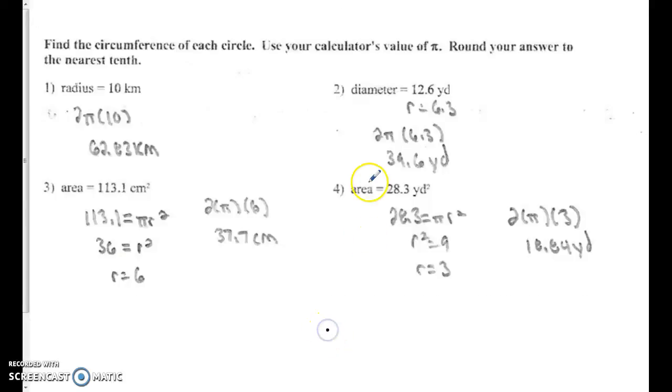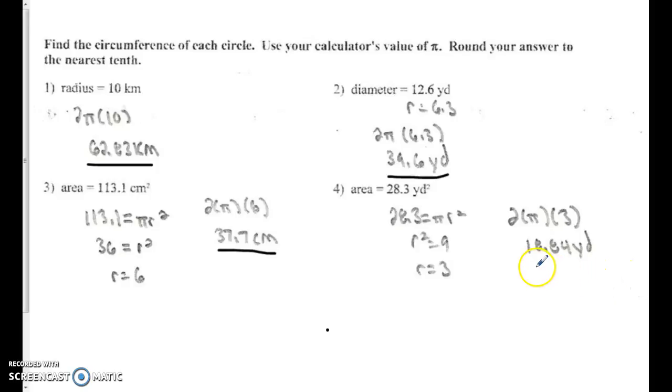Okay, guys, hoping everything went well for you. For number 1, you should have got 62.83 kilometers for the circumference, and I got 39.6 yards for number 2. We got 37.7 centimeters, and I got a radius of 6.